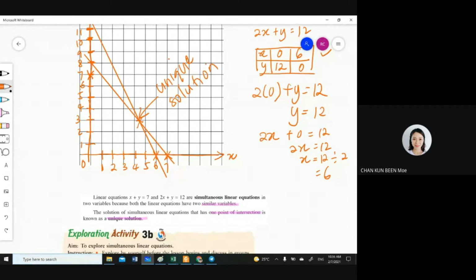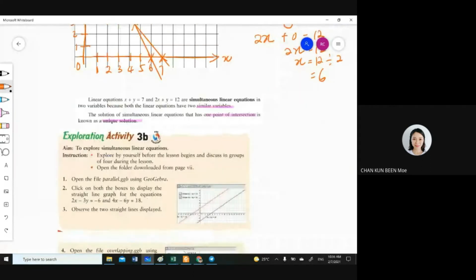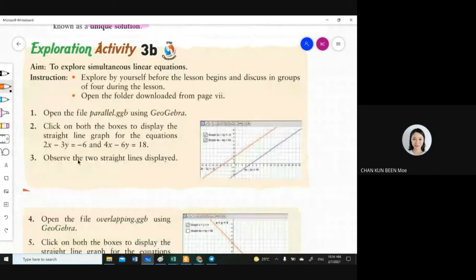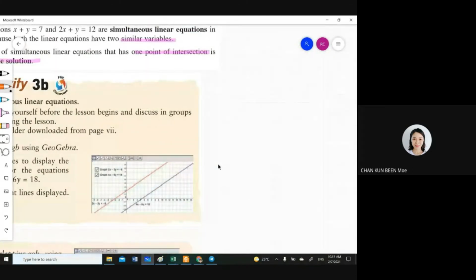Okay. Not only unique solution, there could be a few situations. So I let you see the situation given over here. For example, if you have the equations like this, 2x minus 3y equal to negative 6, 4x minus 6y equal to 18, you will get two straight lines like this. But then there's no intersecting. There's no intersection. Do you know the meaning of intersection? Intersection dalam bahasa Melayu dipanggil apa? Dalam bahasa Melayu dipanggil persilangan.